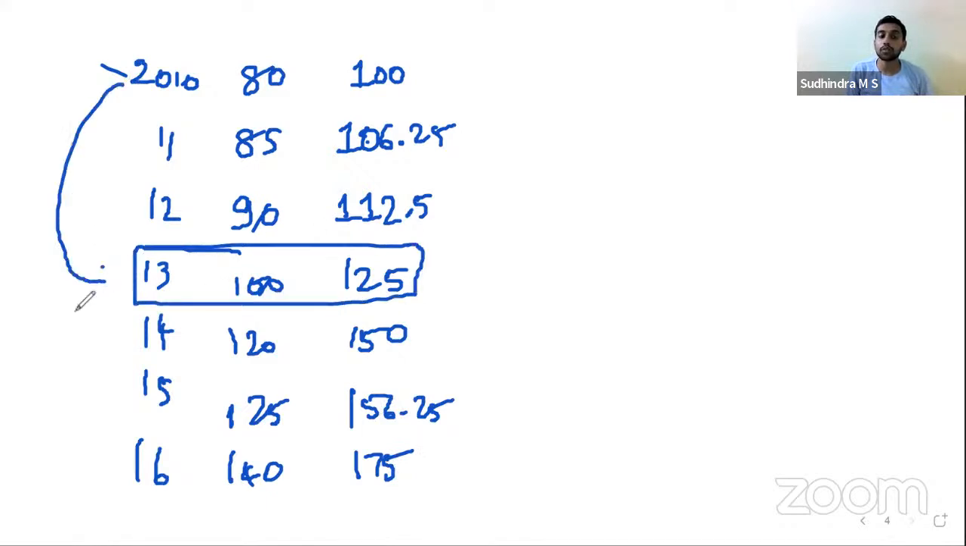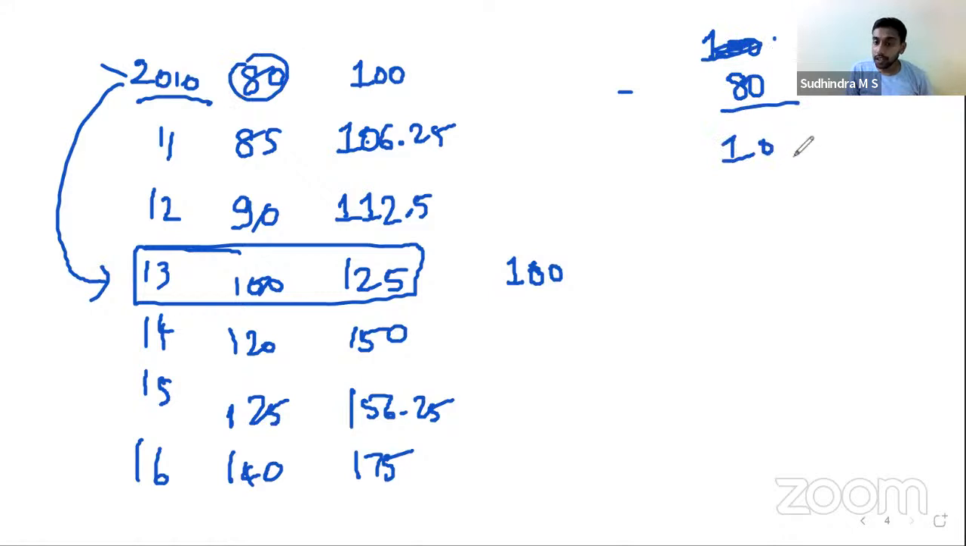Now what I want to do is change the index numbers with base 2013. I want to shift the base to 2013. In that case, what would be the index number for 2013? 100. Yes, the index number for 2013 becomes 100. In that case, what would be the index number for 2010? 80. Why? Because the index number of 2013 is 100, whereas the price of 2010 is 80 and the price of 2013 is 100, so 80 divided by 100 into 100 gives 80. Similarly, 85, 90, 120, 125, 140.